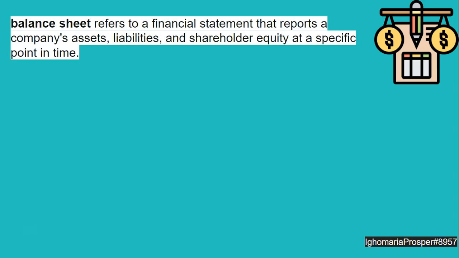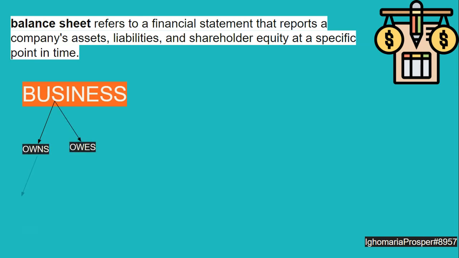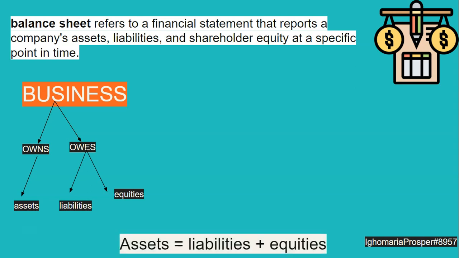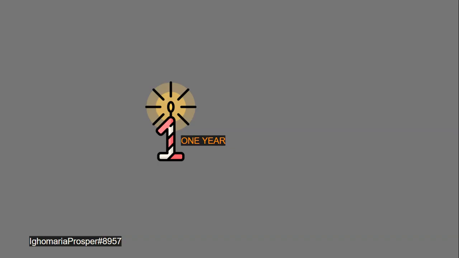So the balance sheet is a snapshot into the history of a company per time. And in the balance sheet, we talk about what a business owns and that which a business owes. That which a business owns is called assets. That which it owes is divided into two: liabilities and then equities. So it has to be balanced. That is why the assets must be equal to the liabilities plus the equity.